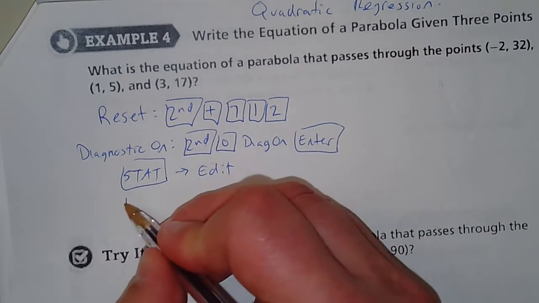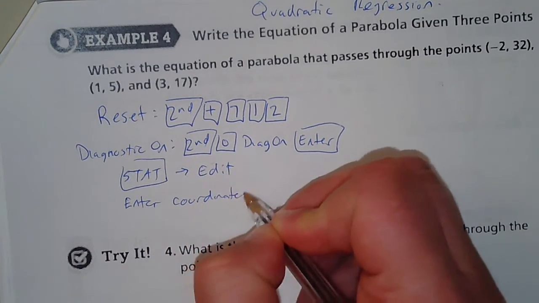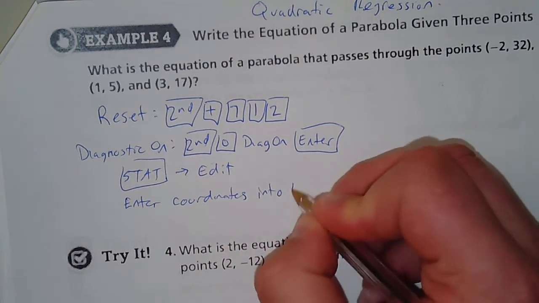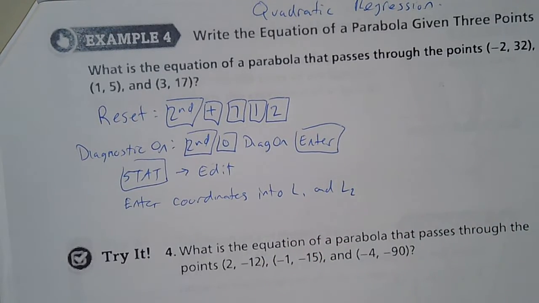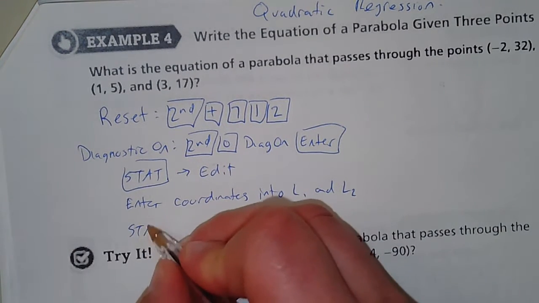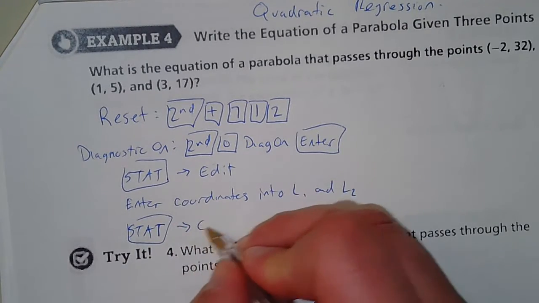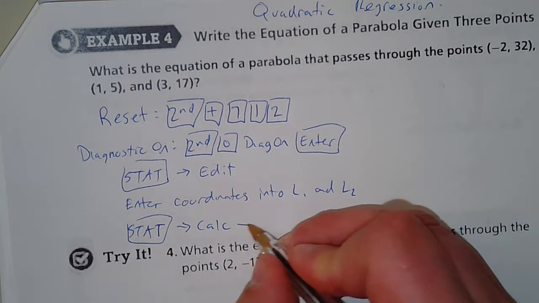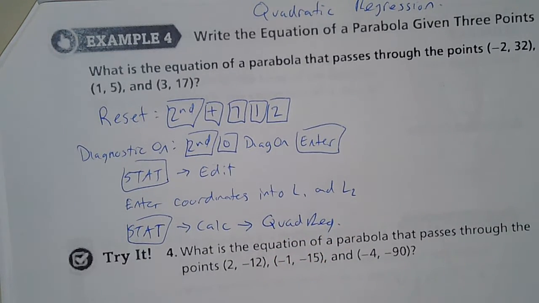From there, we're going to enter coordinates into L1 and L2. That's just list 1 and list 2. So it's like a little L sub 1, L sub 2. And then once we've done that, we press stat again. We go over to the calc option, and we pick the one that's called quad reg. So those are all your steps.